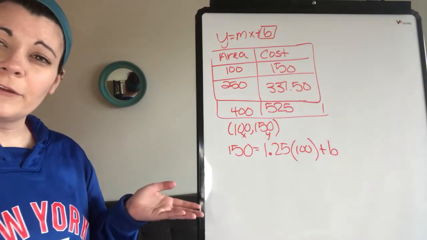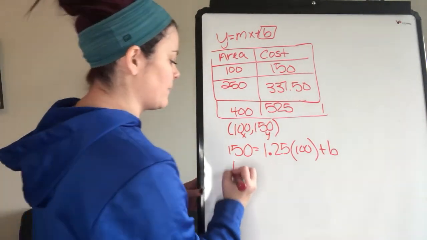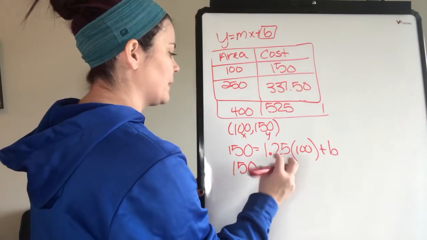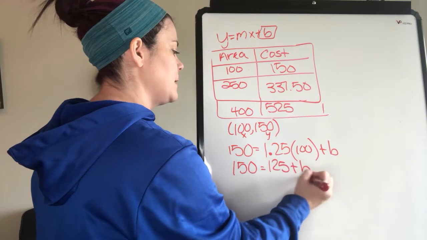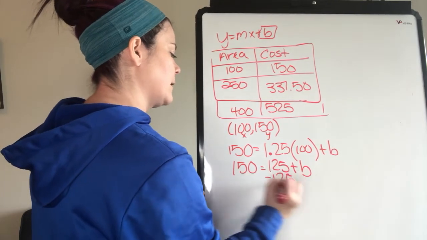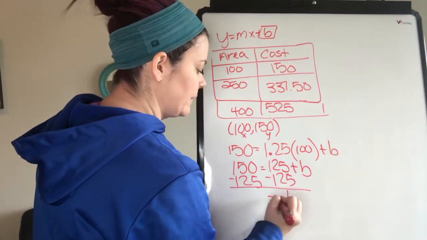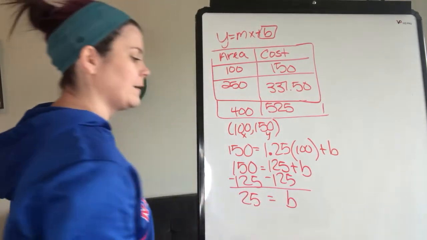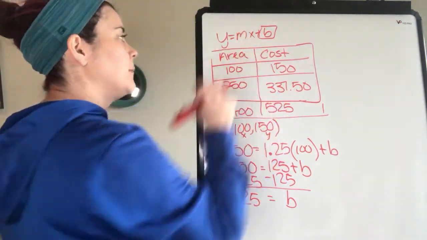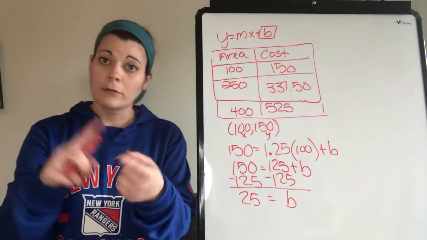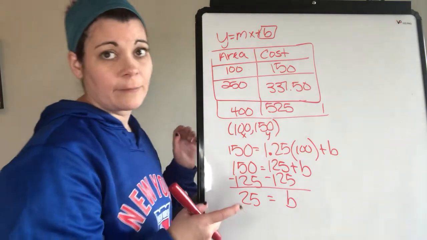And now we're just going to solve this equation. If you notice, algebra is a lot of solving equations. It's everywhere, so make sure you have that down. 1.25 times 100 is 125 plus b. Subtract 125 from both sides. And b is going to equal 25. So now I know b is 25, and now I know m is 1.25. And when I know the slope and y-intercept, the m and the b, I can write it in slope-intercept form.